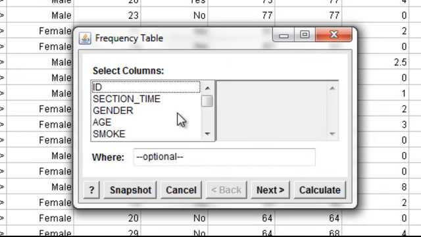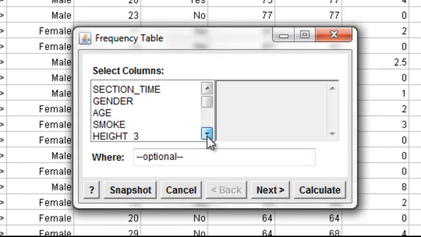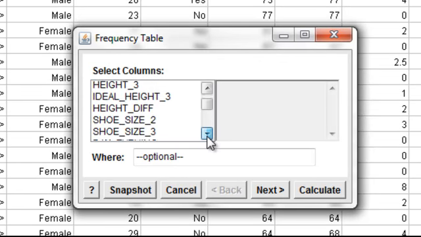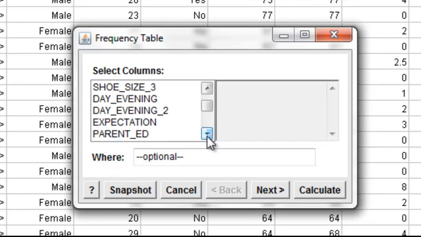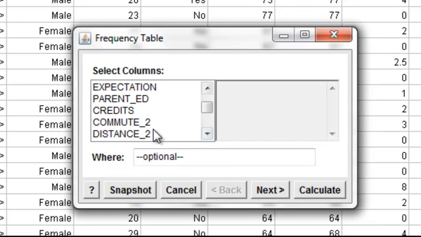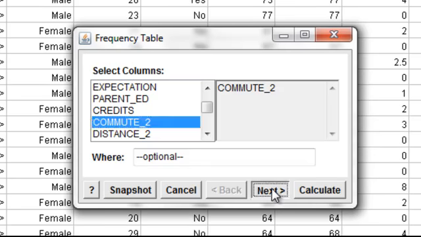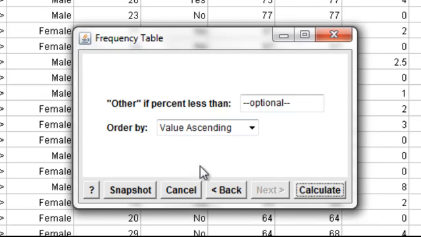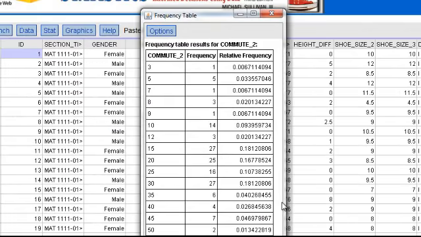Now, we need to select a variable here that is quantitative, and we're going to look at, let's say, commute time. We hit Next. These are some options that we don't really need, and we hit Calculate.